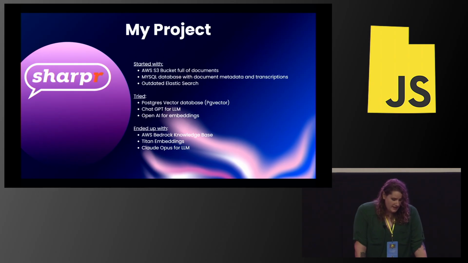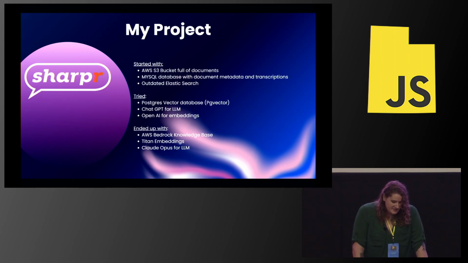But yeah, so we started with an AWS S3 bucket full of documents, PDFs, docs, whatever have you, text files. And then we also had a bunch of metadata and transcriptions for those documents in a MySQL database. We also had a very robust and well-made Elasticsearch system, but it was outdated and we couldn't update it because currently Elasticsearch does allow vector databases, but we were about 4 versions behind, and it was determined it was too much effort to try and upgrade it. But we are actually now doing that.